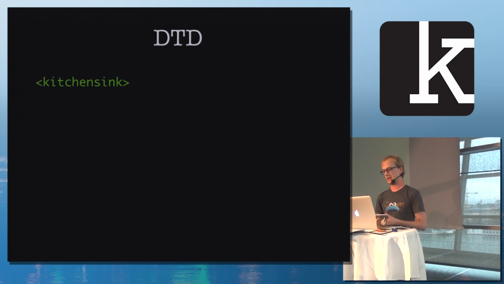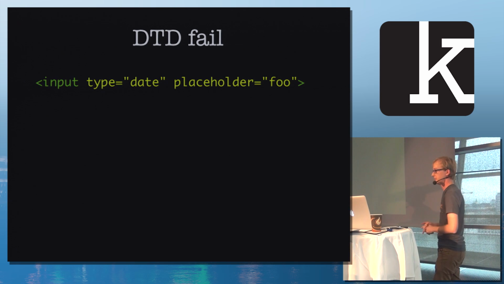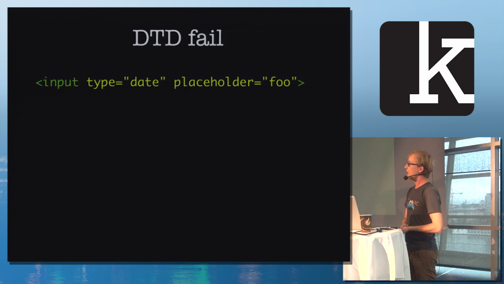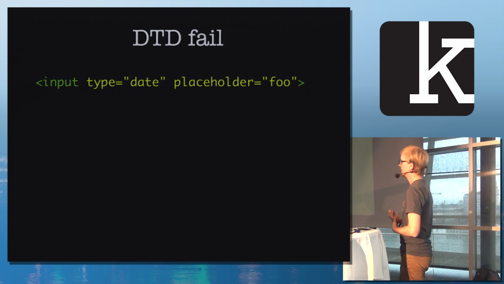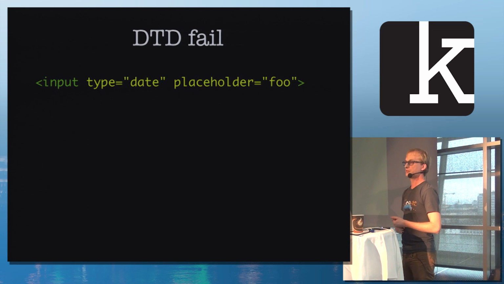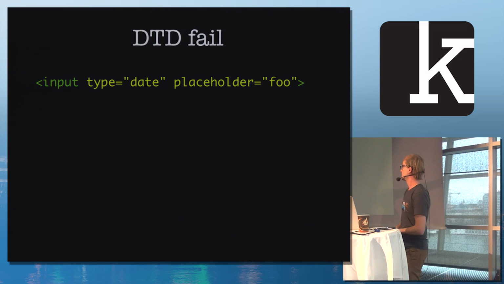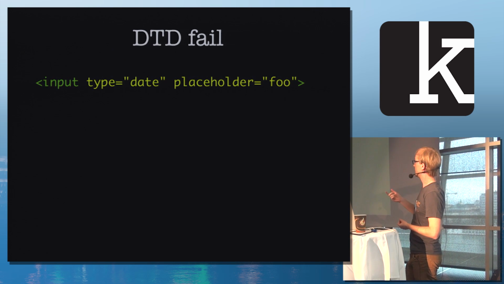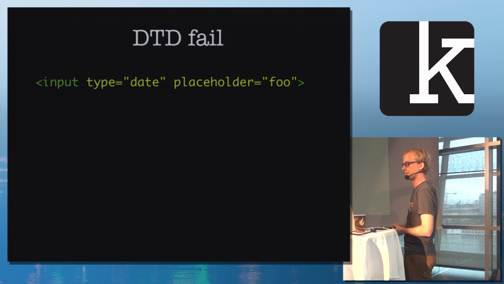But there are some things that such a validator cannot detect, such as this, for example. This is a very subtle validation error. This is actually invalid HTML because the placeholder attribute can be used for inputs, but not for all input types. And input type date doesn't support the placeholder attribute. But a DTD-based validator would not be able to detect that because, as far as it's concerned, you're just using an input element, which is valid, a type attribute, and a placeholder attribute. And all of those separately are perfectly valid.